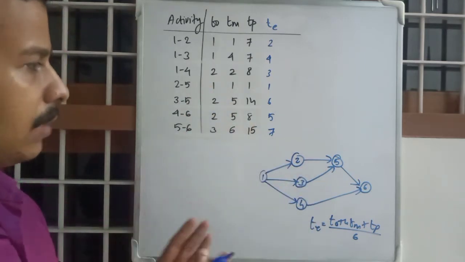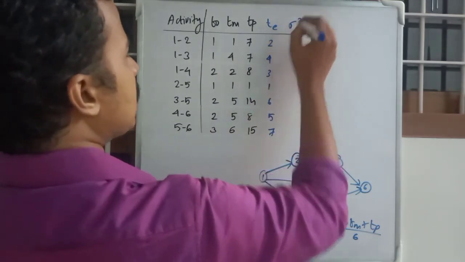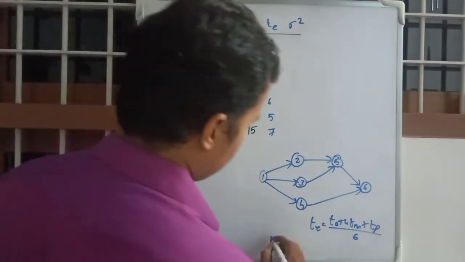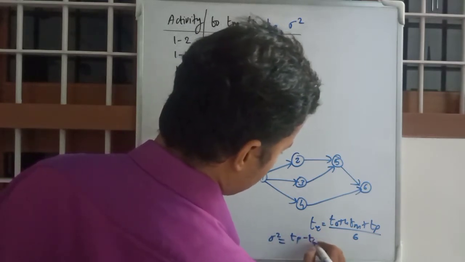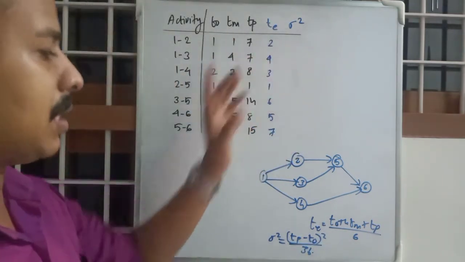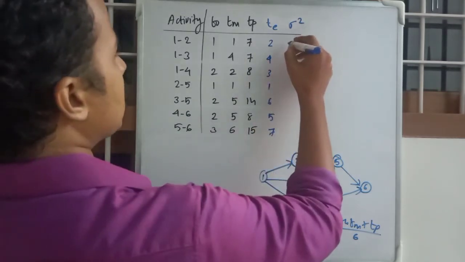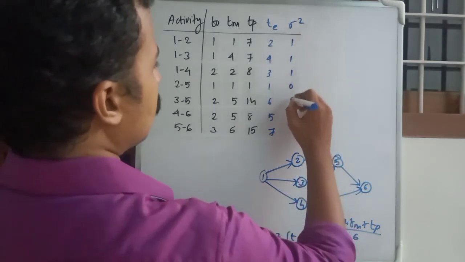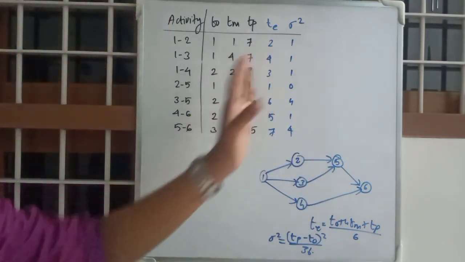Okay, so then what you need to do is calculate sigma square, that is the variance of each activity. That is very easy, as we know. Sigma square is equal to (TP minus TO) whole square divided by 36. So for each activity substitute TP and TO, square it and divide by 36, and the values are 1, 1, 1, 0, 4, 1, 4. Okay, so we have TE and sigma square values.